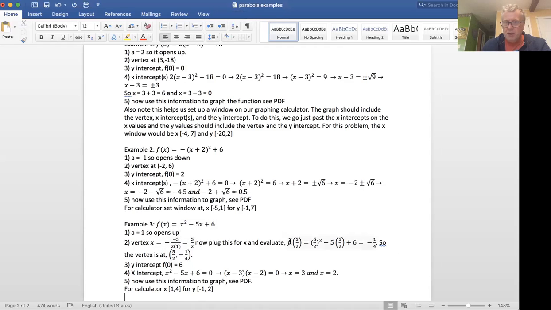Now we're going to plug that into the function. We plug it in every place there's an x, and we get minus 1 for it.